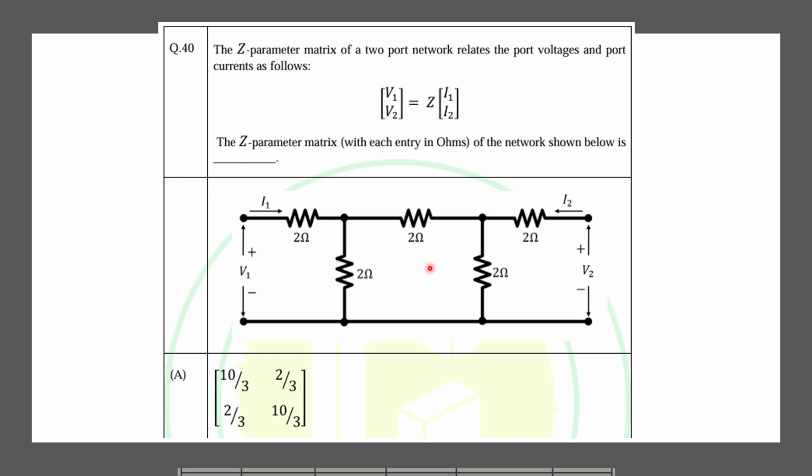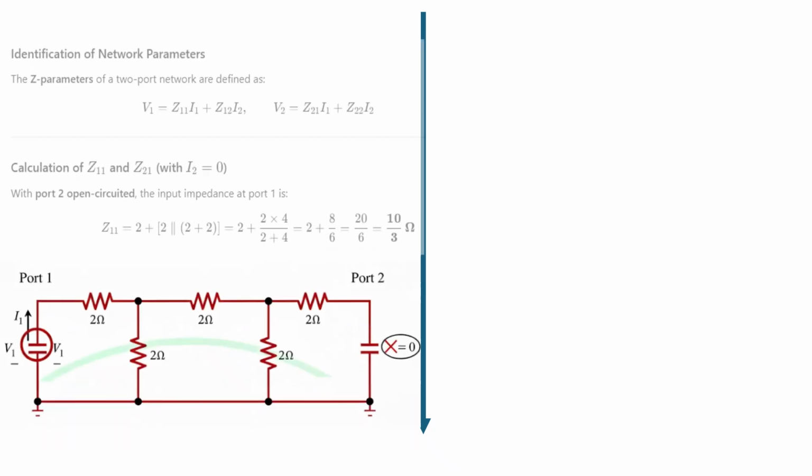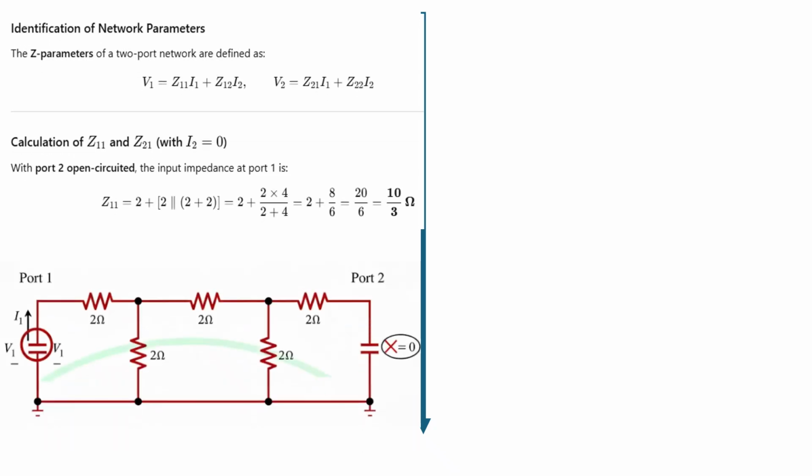As per the answer key, answer A is correct, that is, these values are correct. So let's find out. First of all, if you have questions like this, you can write down your equations: V1 is equal to Z11 I1 plus Z12 I2, and V2 will be equal to Z21 I1 plus Z22 I2.